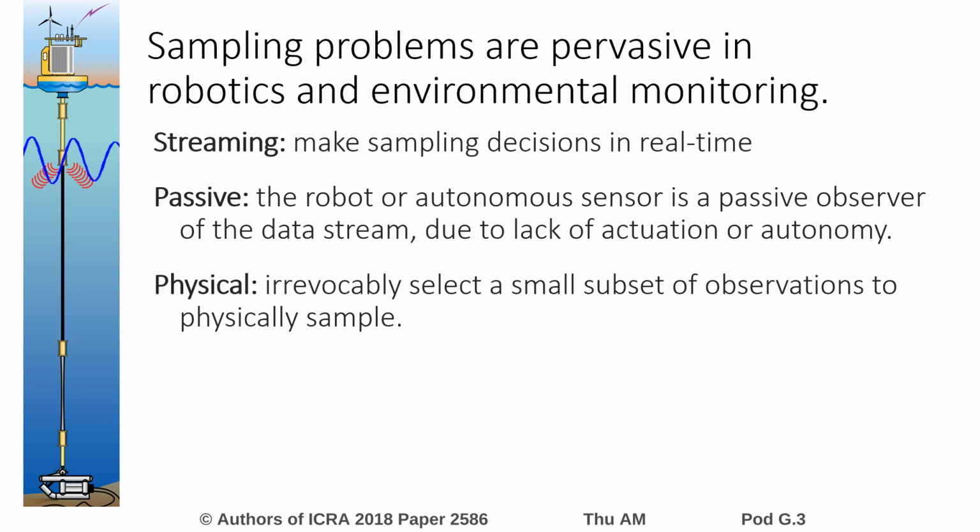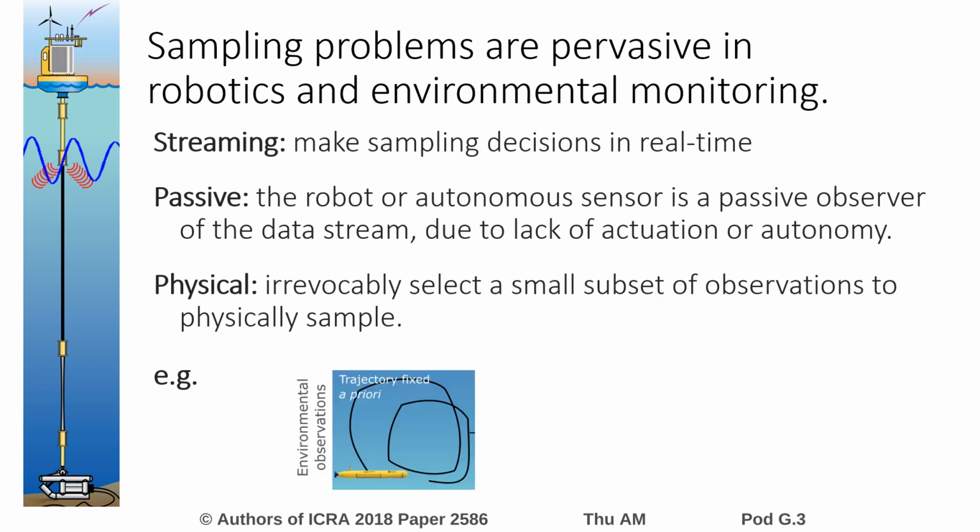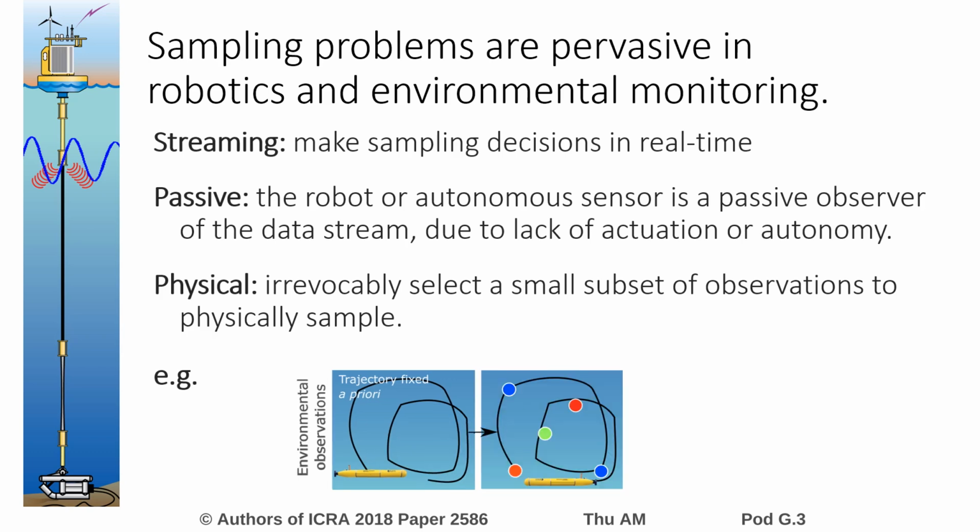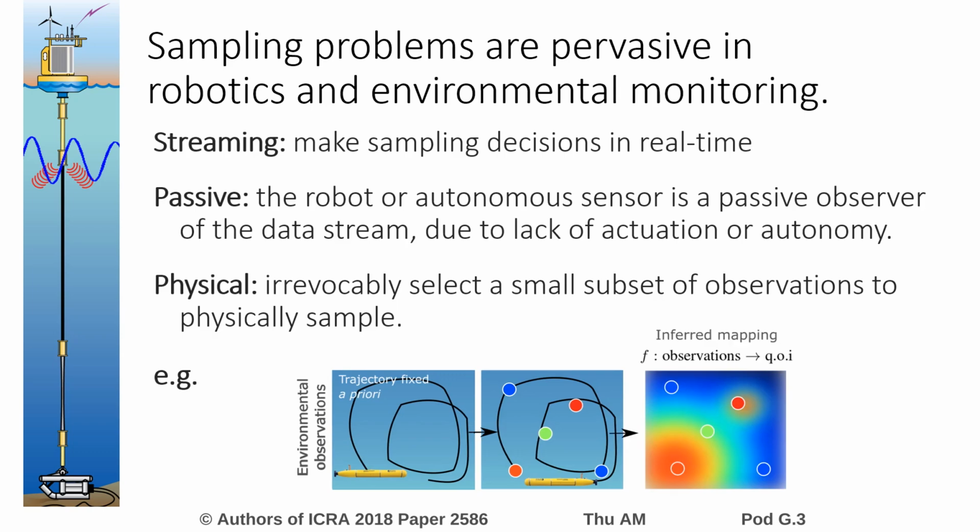Thirdly, although the agent may be able to observe the data stream with high frequency, it must select only a small subset of the observations to physically sample. We assume that the decision to take a physical sample is irrevocable. For example, an autonomous underwater vehicle following a fixed trajectory may be equipped with 5 single-use water samplers. After selecting samples according to some utility function, these samples can, for example, be used to infer a map of the sampled quantity of interest.